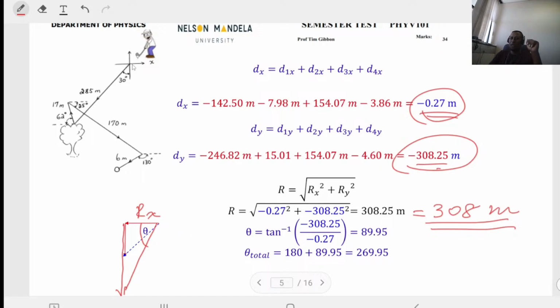If you see here also, the guy started kicking there, instead of going in such a circle, he could have gone directly. That means this is actually the displacement R. This angle we just calculated is 89 degrees, that's 90 degrees, almost 90 degrees. But the overall is 269.95. I'm going to round off to 270 degrees.